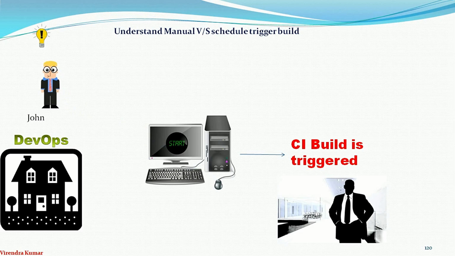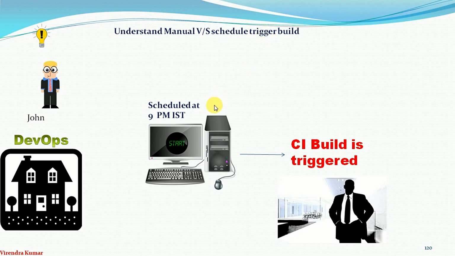Now John is thinking, if I am not in front of the system, then the manager has a problem. He cannot trigger the build. So one person must be available in front of the system so that he can click the run button to trigger the CI build. John was thinking about a solution for that, and he got one: the schedule trigger in the CI/CD pipelines.